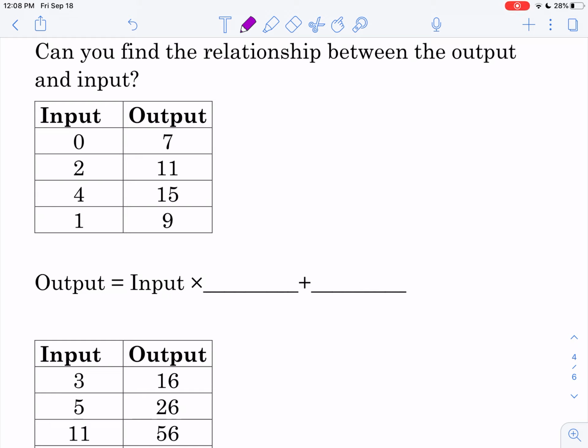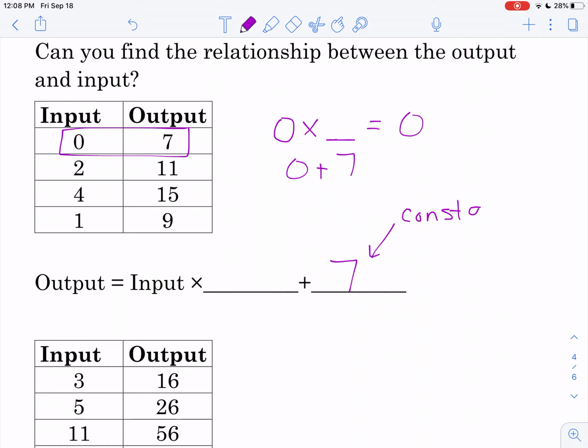When the input was 0, the output was always 0 when you had just a multiplier. But this time it's a 7. So what would that tell us about the rule? Well, if my input is 0, 0 times any number is 0. So I'm going to be having to use addition here. What do I have to add to 0 to get 7? Well, I have to add 7. So 7 is called the constant. It's the number that you need to add on. So it's this part of the rule, and it's called the constant.